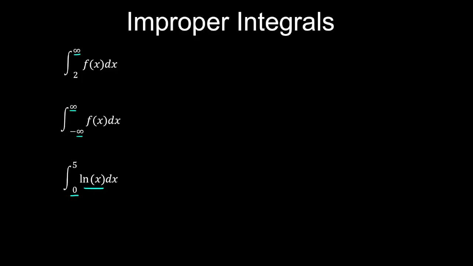So for the first example, we replace infinity with a dummy variable that approaches infinity, and then the integral is written as follows. And then you evaluate this definite integral and then take the limit to obtain the result.